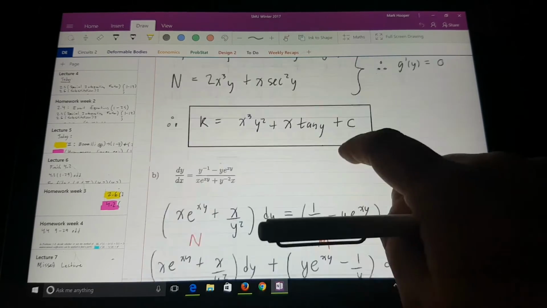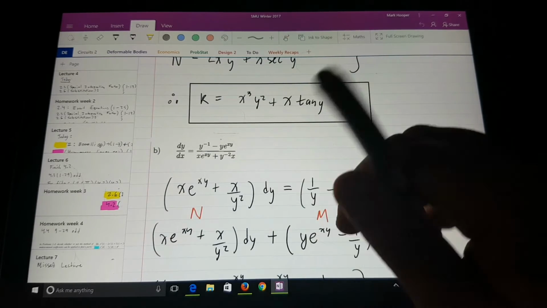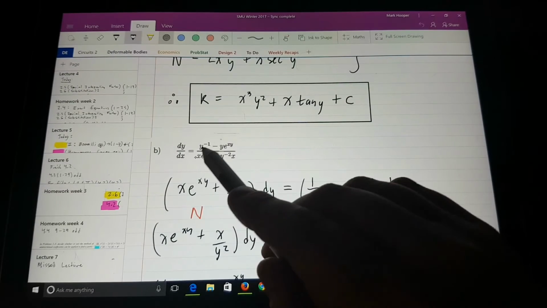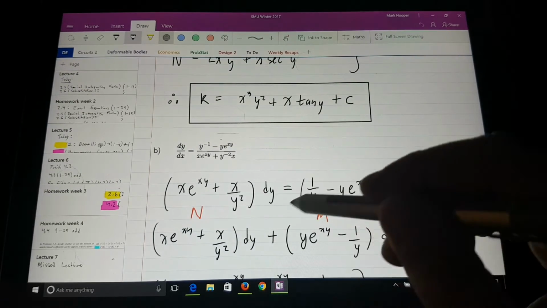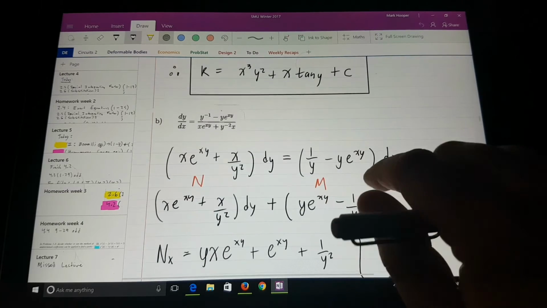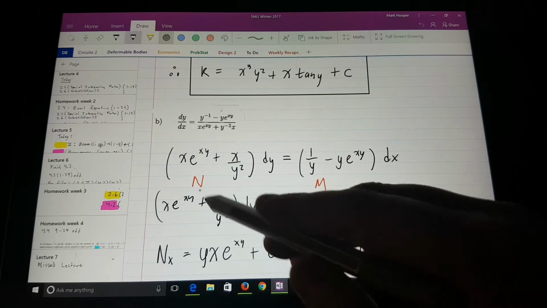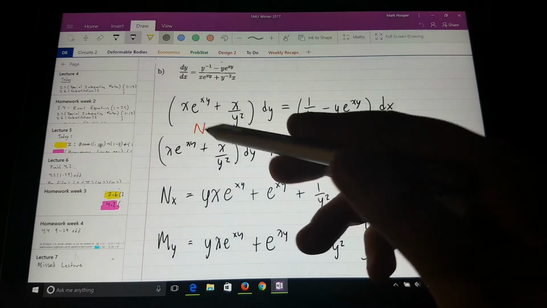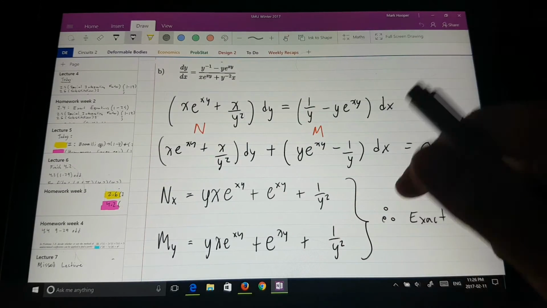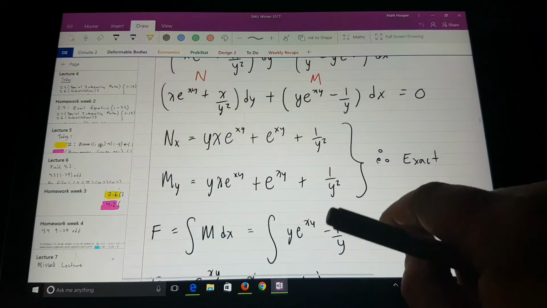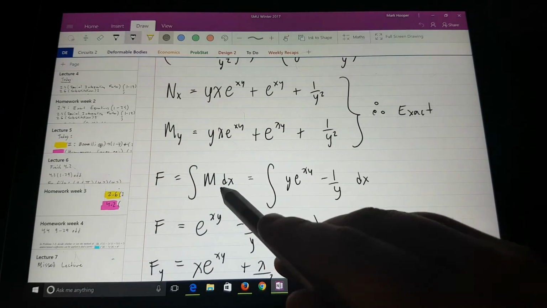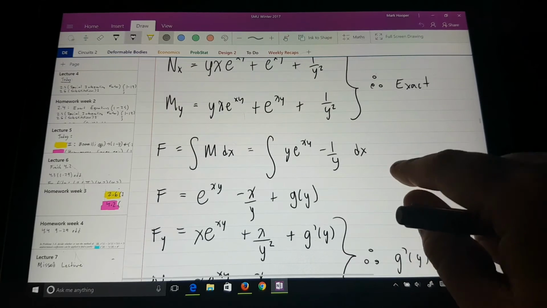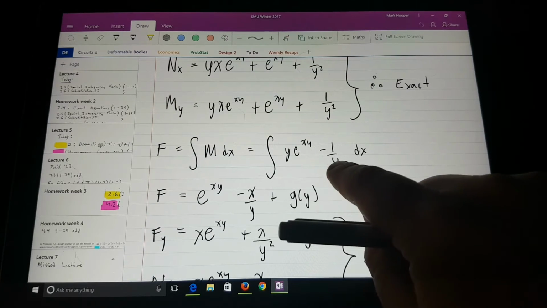Anyway, that's cool. Let's do this one. So this times dy, dx times this. I bring those both back up. So I've got my n, because that's the dy one, and then my m, that's the dx one. So take n with respect to x, m with respect to y. Turns out they're the same thing, so they're exact. So let's do the exact same thing. Let's integrate m with respect to x. We can get this, because m was this.